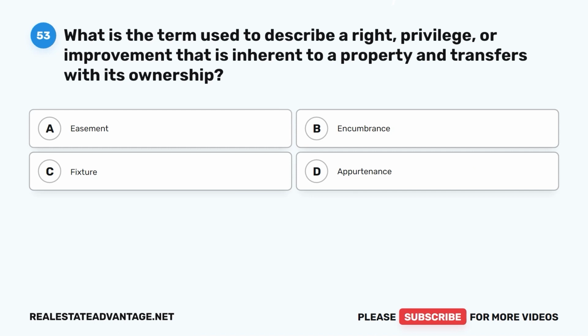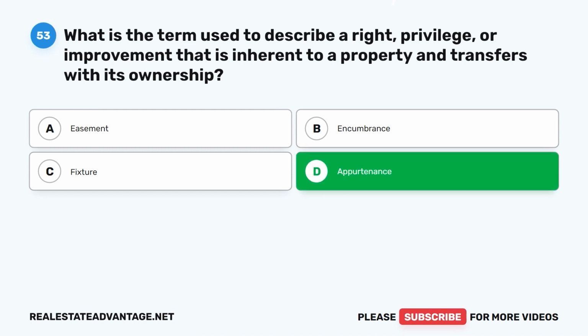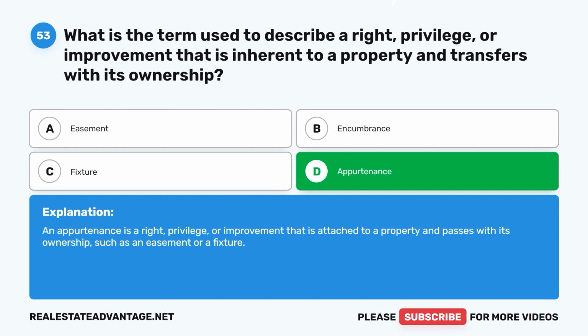Question 53. What is the term used to describe a right, privilege, or improvement that is inherent to a property and transfers with its ownership? A. Easement. B. Encumbrance. C. Fixture. D. Appurtenance. The correct answer is D. Appurtenance. An appurtenance is a right, privilege, or improvement that is attached to a property and passes with its ownership, such as an easement or a fixture.